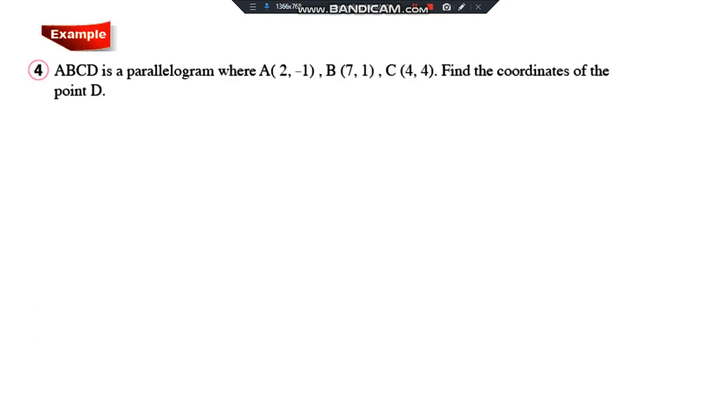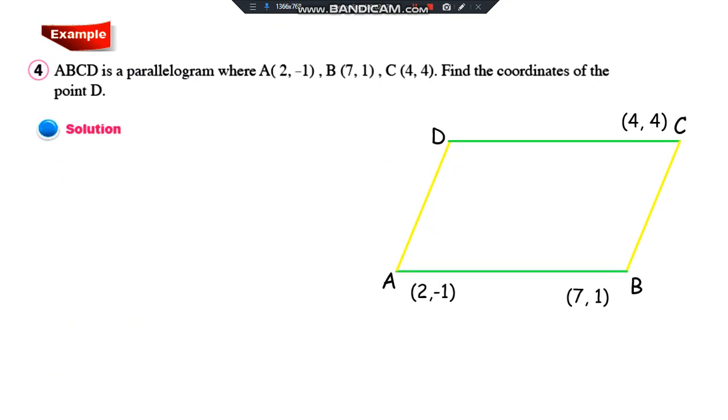Another example: ABCD is a parallelogram, A (2, -1), B (7, 1), C (4, 4). Find the coordinate of the point D. First, we must draw the parallelogram to know the direction. So we have A, B, C, D, with A (2, -1), B (7, 1), and C (4, 4), and we want to find the coordinate of D. From the properties of a parallelogram, AD is parallel to BC, and the length of AD equals the length of the line segment BC.